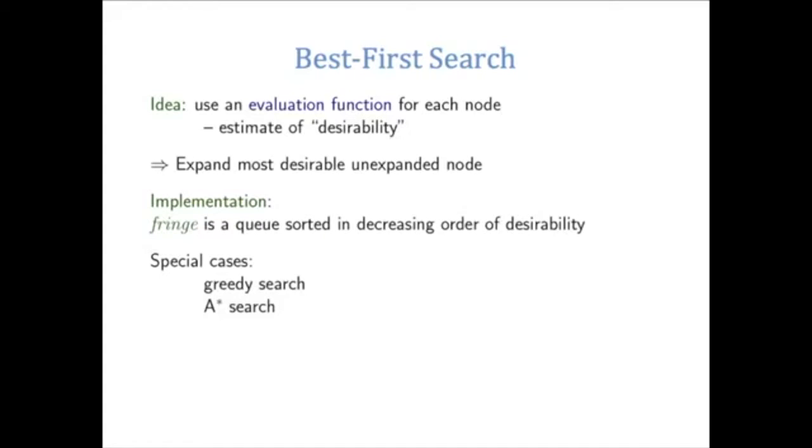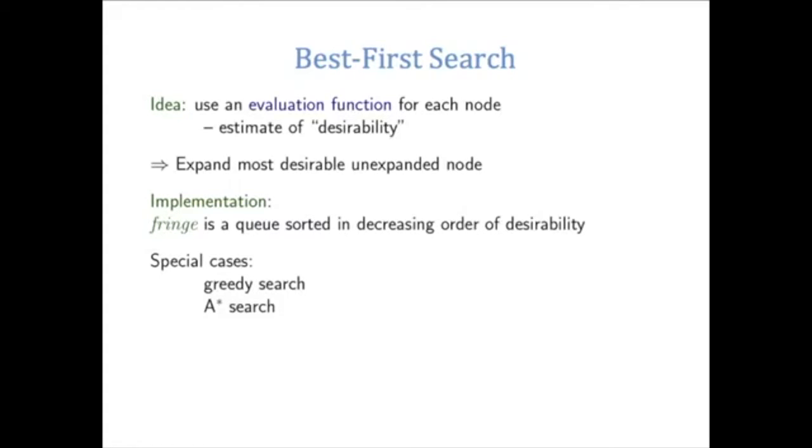So the implementation from a sort of mechanical standpoint is quite easy. The fringe is a queue that's sorted in decreasing order of desirability, so that the most desirable node will be taken off the queue first and expanded. The hard part, of course, is coming up with a way of estimating desirability.